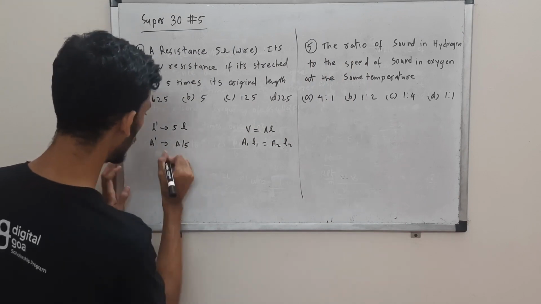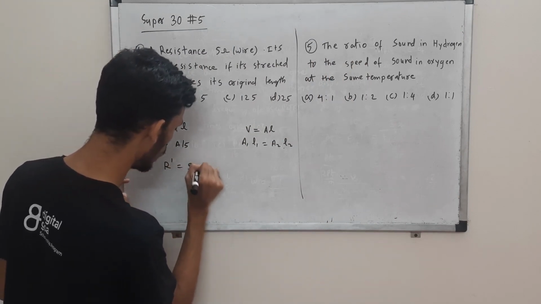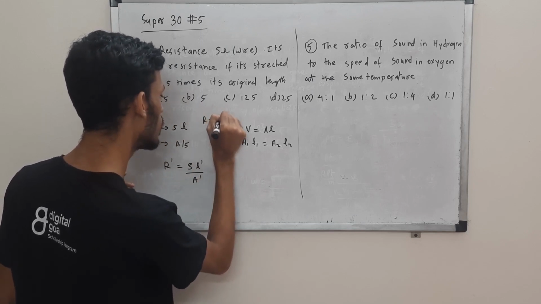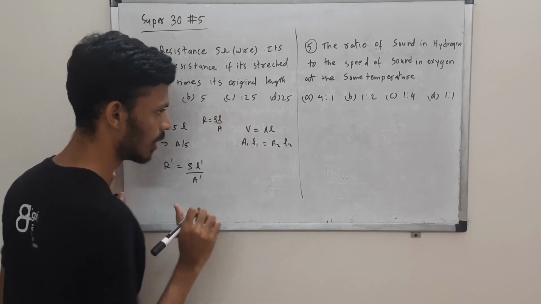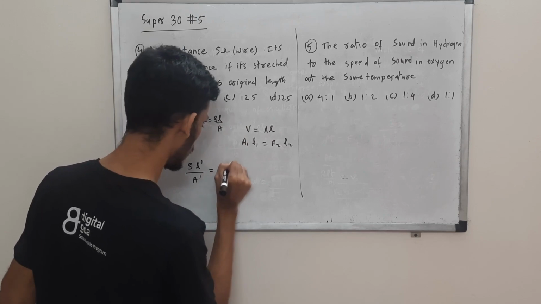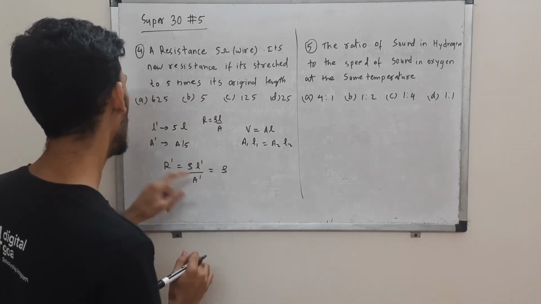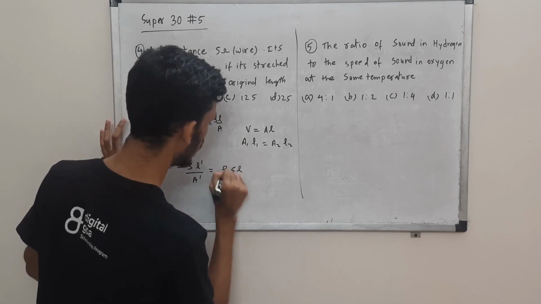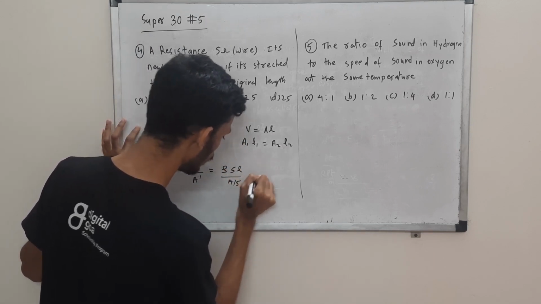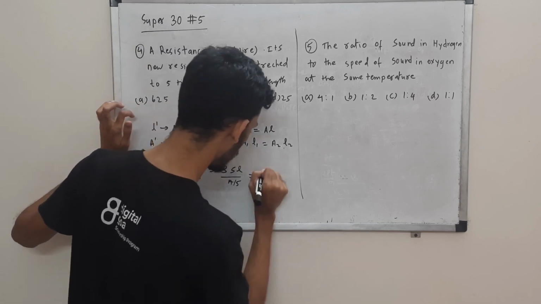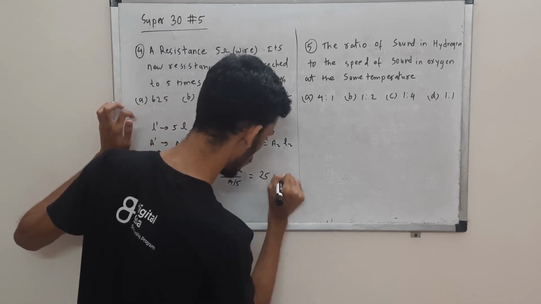Now the new resistance R dash will be rho L dash by A dash, right? Original resistance was rho L by A, original length, original area. Here rho will not change, it's the property of a material. L dash is 5 times L, area is A by 5. And this value was given as 5 ohms, right? So this value is 25 times rho L by A.